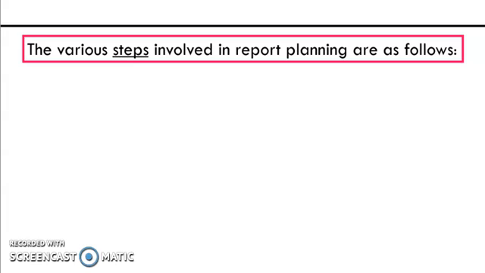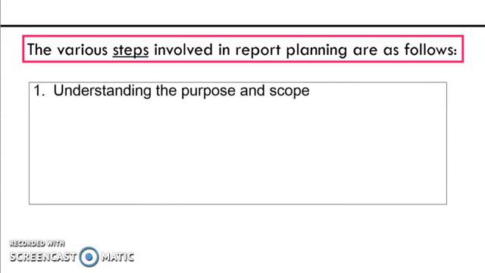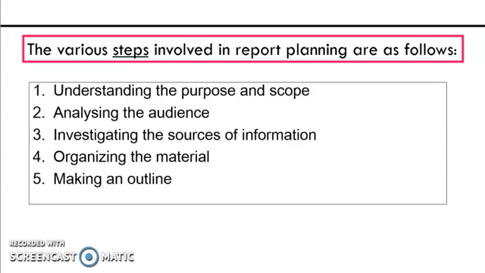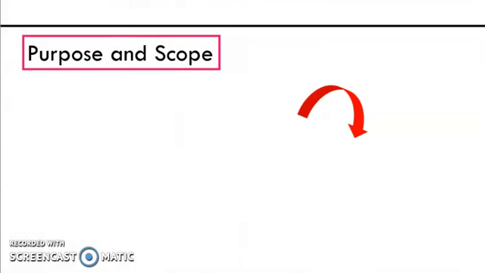The following are: first, understanding the purpose and scope, analyzing the audience, investigating the sources of information, organizing the material, and making an outline. Now, before I proceed to explain one by one, let me reiterate what pre-writing is. When we say pre-writing, it is a preparation process that you can complete before you actually write your paper or your report.